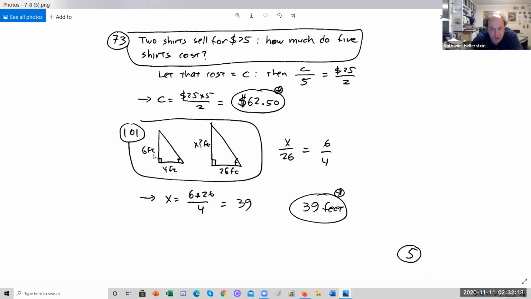Here we have 2 similar triangles, a right angle here, equal angles here. So the sides are in proportion. 6 and 4, x and 26. So what's x? Well, x is to 26 as 6 is to 4. Multiply by 26. x equals 6 times 26 over 4. It comes out to 39. So this is 39 feet.